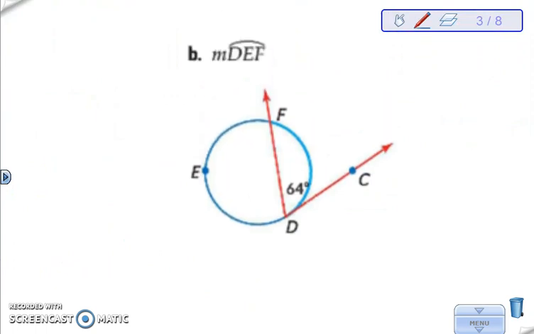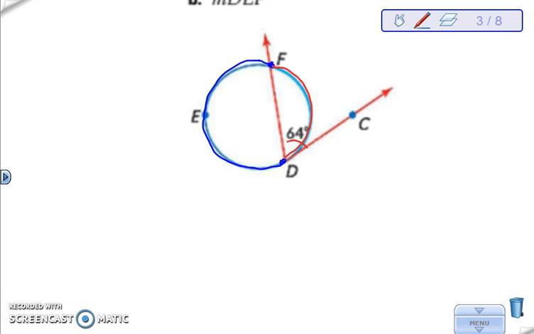Part B, we're looking for the arc from D to E to F. Again, we pay attention to the letters. We go around in the order that it's given. And since they put the little curve on top of our letters, it's telling us to trace around the circle. We notice they gave us an angle marked 64 degrees. However, the arc for that angle, the intercepted arc, is the arc from D to F. So if I'm using the rule we looked at in the previous example, I'm actually solving for DF.